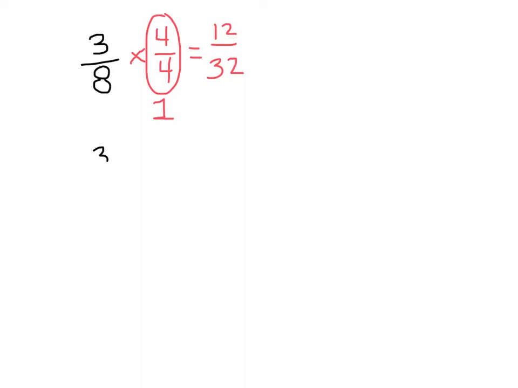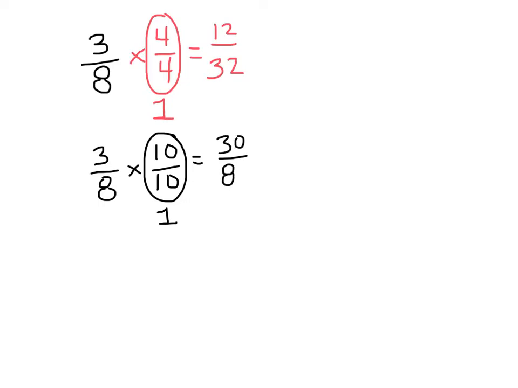I could certainly do that with another 3/8. If I wanted to, I could multiply this by 10 over 10. Because once again, 10 over 10 is equal to 1. In doing that, I get 30/80ths.